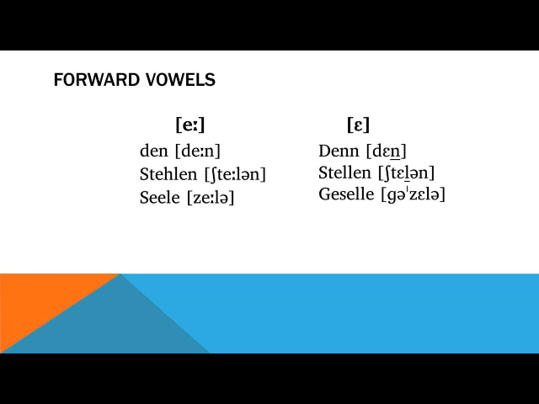Now let's look at some similar words with E and E. So the closed E sound, not E, but E and E. So starting from the left and going to the right. Dien, den, stehlen, stellen, Seele, Geselle.